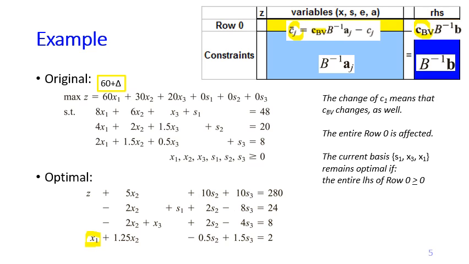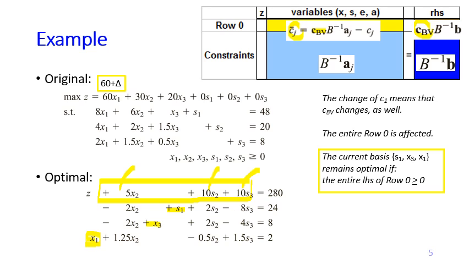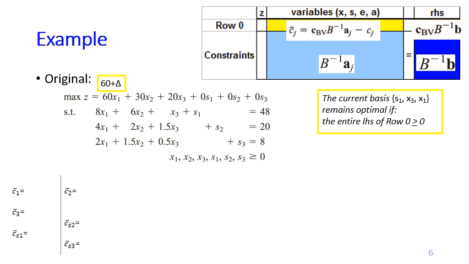The current basis S1, X3, and X1 will remain optimal if and only if the entire left-hand side of row 0 is still non-negative. So we need to check whether all coefficients on the left-hand side of row 0 are still greater than or equal to 0 after the change. It means that we have to check the C hat for all variables: C hat for x1, C hat for x2, C hat for x3, C hat for s1, C hat for s2, and C hat for s3.